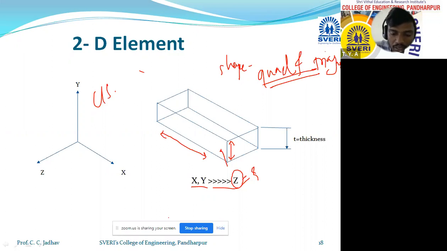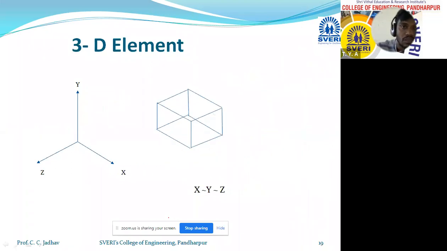Then during the analysis, the third dimension, the thickness, we have to provide as additional data from the user side. Okay, so this is your second type of element, two-dimensional. Third is three-dimensional. Here all the dimensions are nearly equal to each other, and that is called three-dimensional.